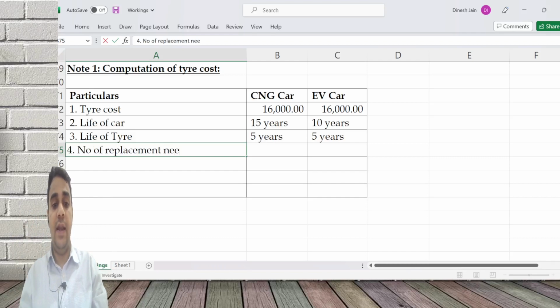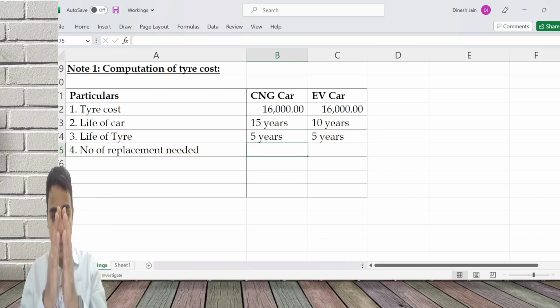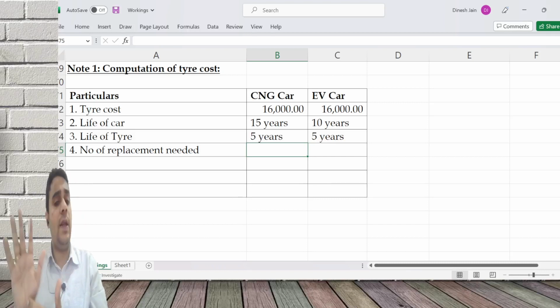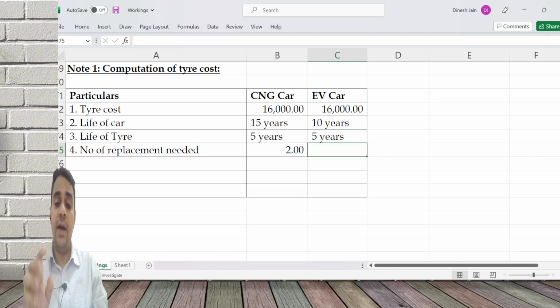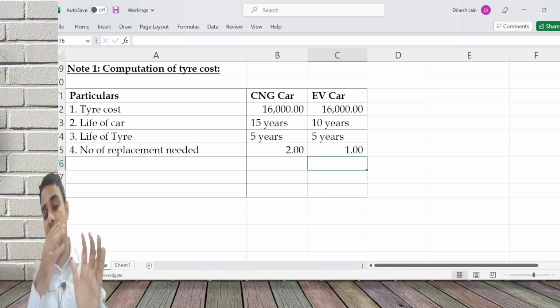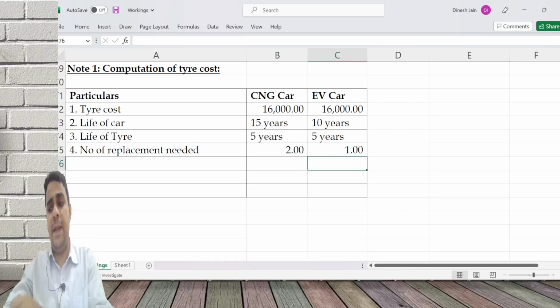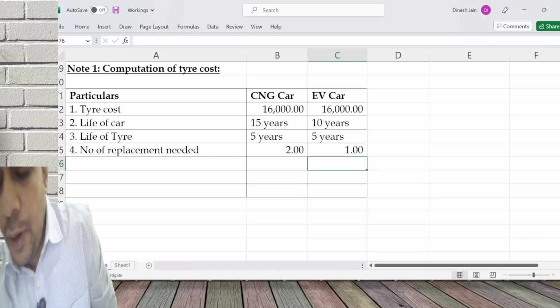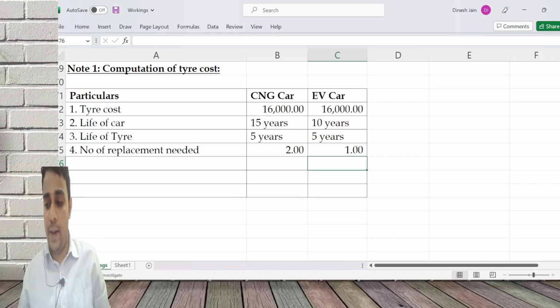So the number of replacements needed is not 15 divided by 5. Be clear. End of 5th year, first replacement. 10th year, second replacement. 15th year, no replacement needed. So two times replacement. Here, at the end of the fifth year, one replacement, and no replacement at the end of the 10th year. Number of replacements needed: 2 and 1.